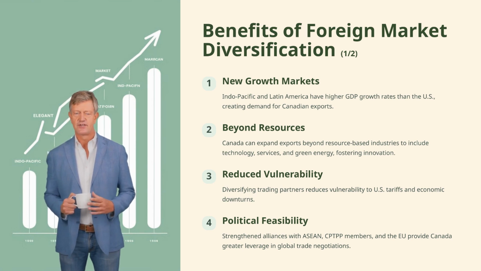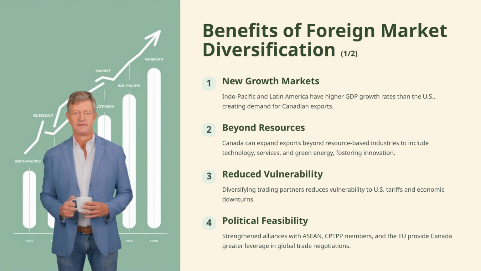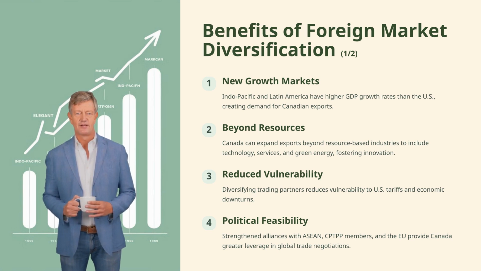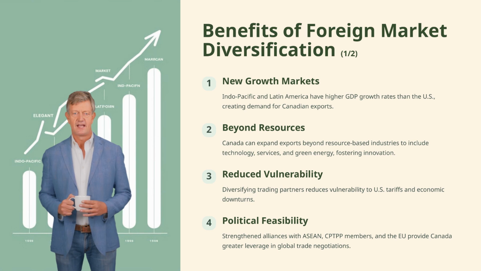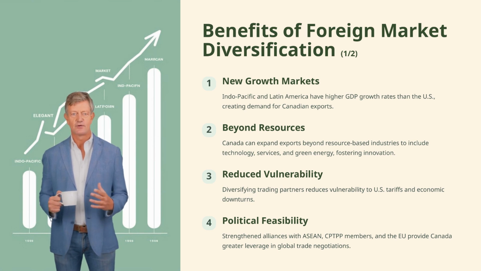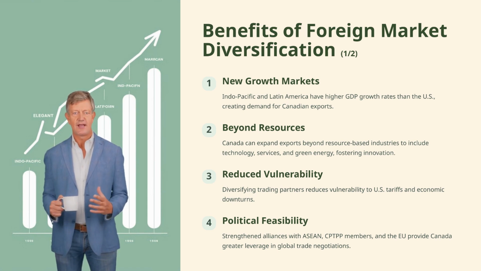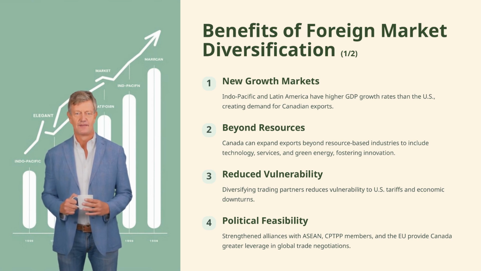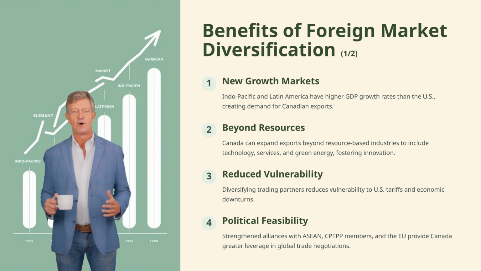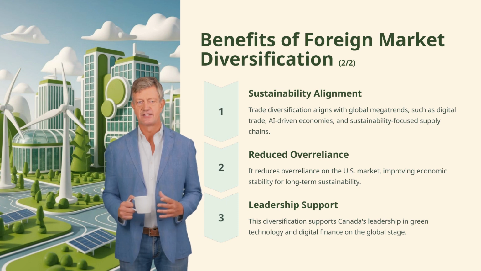Turning to political feasibility and diplomacy. Strengthening strategic alliances with ASEAN, CPTPP members, and the EU gives Canada greater leverage in global trade negotiations. This approach reduces our exposure to US protectionism, especially with uncertainties surrounding CUSMA. Moreover, aligning our trade strategies with global sustainability goals enhances our credibility on the international stage.